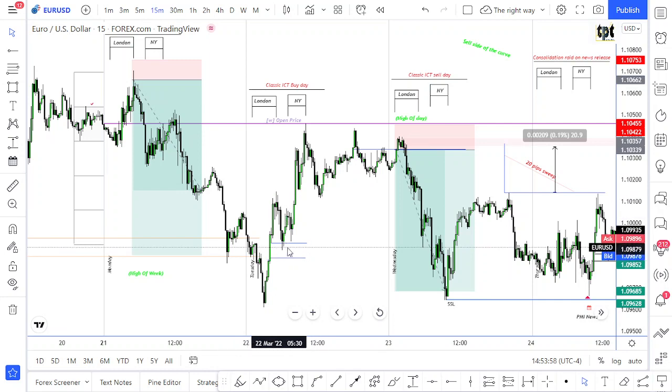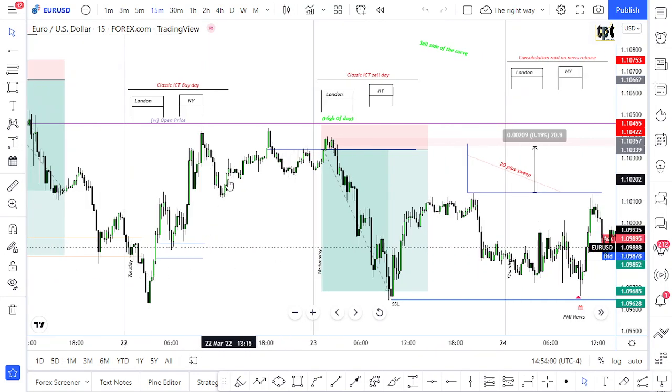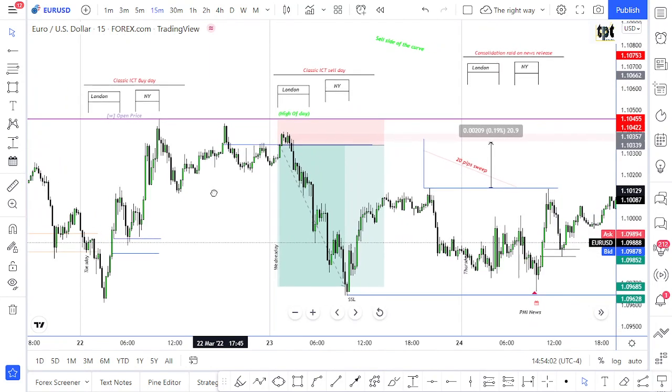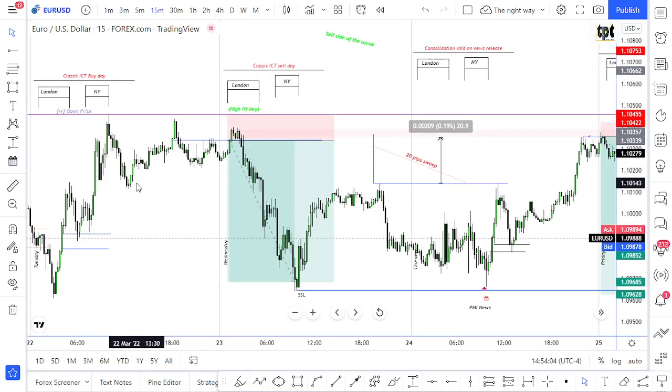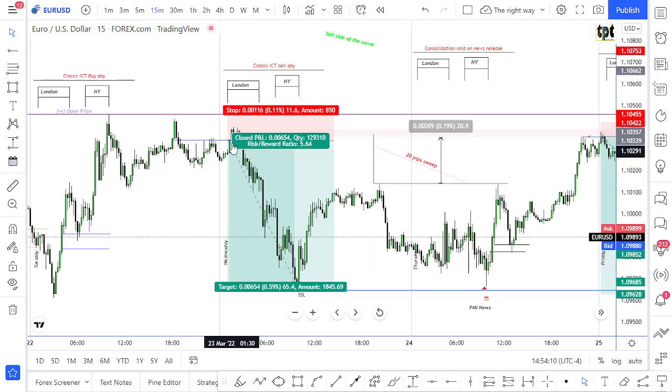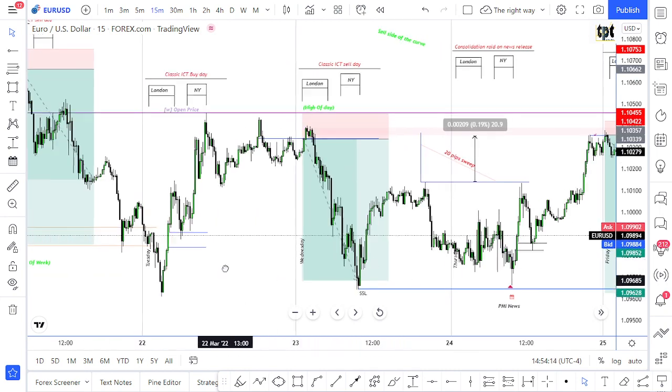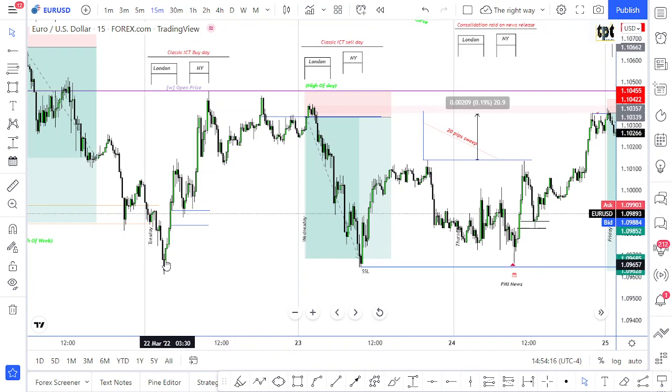It came back rebalancing this fair value gap, whereby it continued going to the upside. On Wednesday, I traded. It was a classic ICT sell day. The market opened at this particular price point, rallied into this order block, then gave us a sell. I was anticipating to offset my positions whenever market was trading into this section of order block, to offset my positions fully.